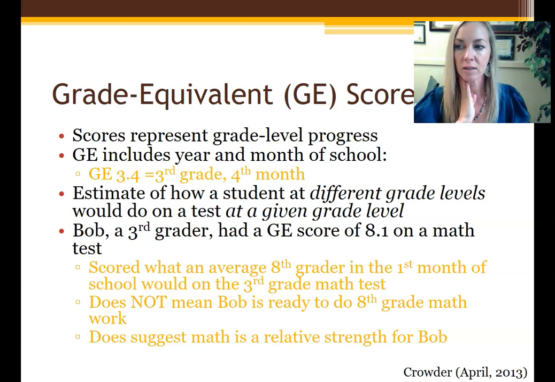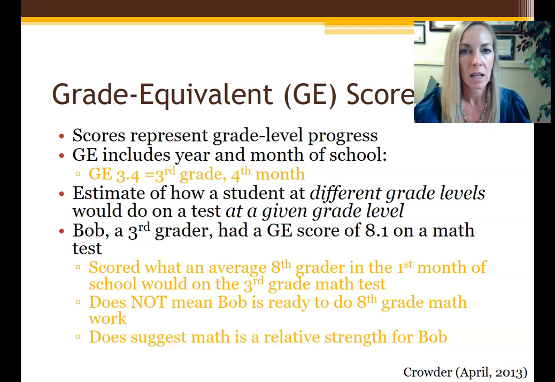All right, we can also look at grade equivalent scores. These scores represent grade level progress. So essentially, if a student gets a grade level score of 8th grade, that means that they scored the same raw score as an 8th grader. It doesn't mean they got the same questions correct that the 8th grader got. It just means their score was the same as the average 8th grader's score. So Bob, a 3rd grader, has a grade equivalent score of 8.1 on a math test.